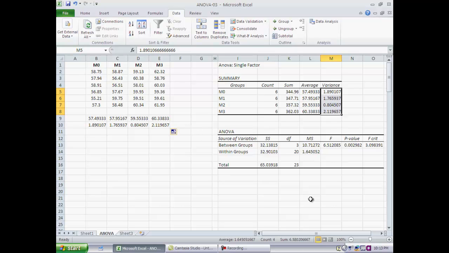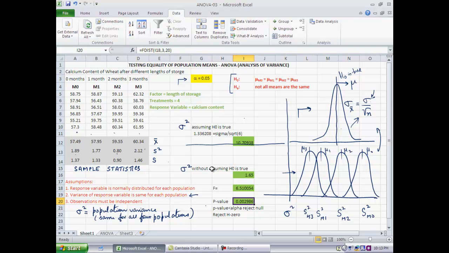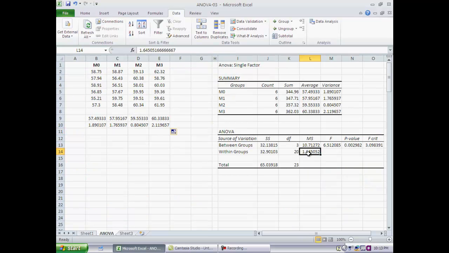Now, right off the bat, you can see two numbers over here, 10.71 and 1.64. If you go back to our previous clip where we had computed things manually, you can see 10.71 over here. This was our estimate of the population variance assuming that the null is true. And the 1.65 was our estimate of the population variance without assuming that the null is true. So already you can see in the Excel output you've got these two numbers right over here.